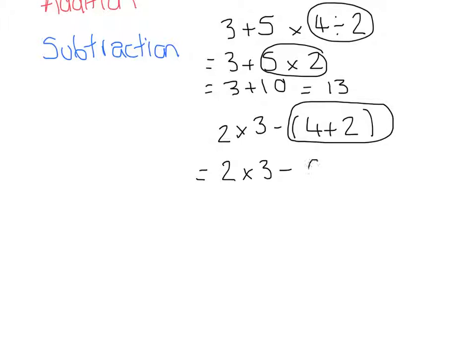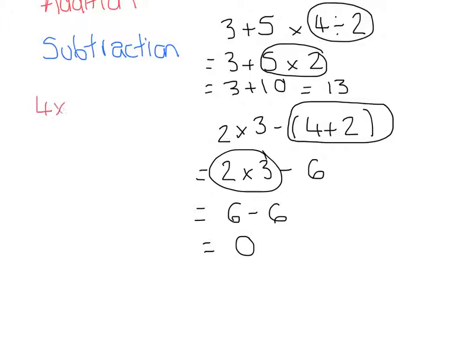4 plus 2 is of course 6. Again, thinking about BODMAS, well, multiplication comes before subtraction. So we have 2 times 3, which is of course 6, and 6 take away 6 leaves me my final answer of 0. And the last example we'll look at is more complicated.